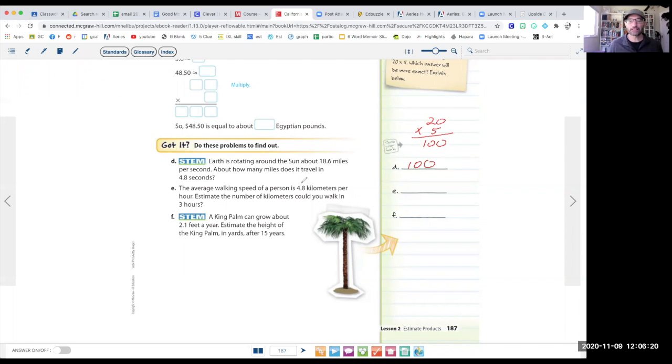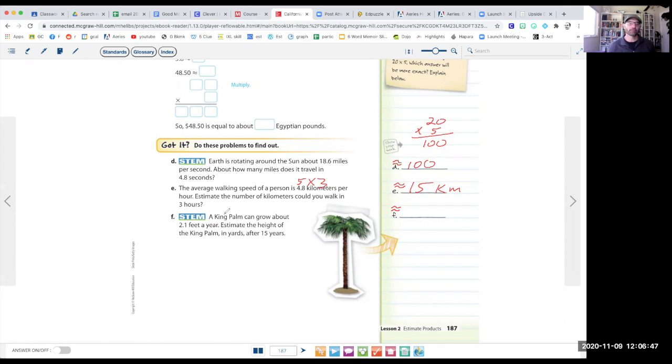All right, cool. So this is an easy one. 4.8 rounds up to 5, and 3, we don't have to do anything. So really, it's just 5 times 3 is 15. Of course, it would be 15 kilometers. Now, these are all approximations. They're about. So you could write the word about. Sometimes you'll see a wavy equal sign. A wavy equal sign means it's not exact. It means it's about. Approximation.